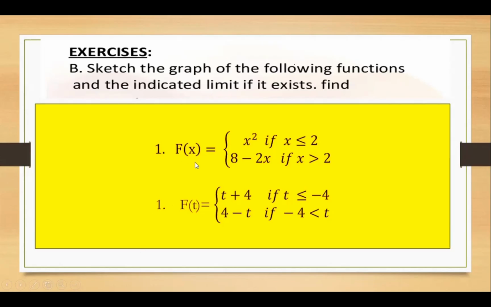Find the limit of the given function, the two-sided limit if it exists. So f of x is equal to x squared if x is less than or equal to 2, and 8 minus 2x if x is greater than 2. Second, f of t is equal to t plus 4 if t is less than or equal to -4, and 4 minus t if t is greater than -4.